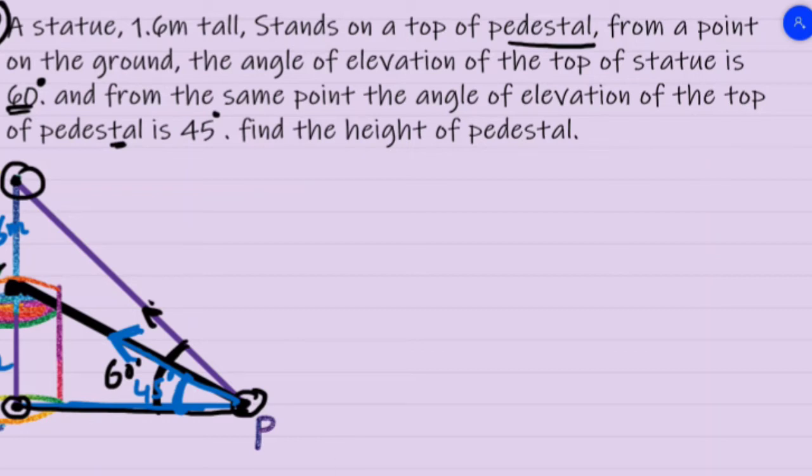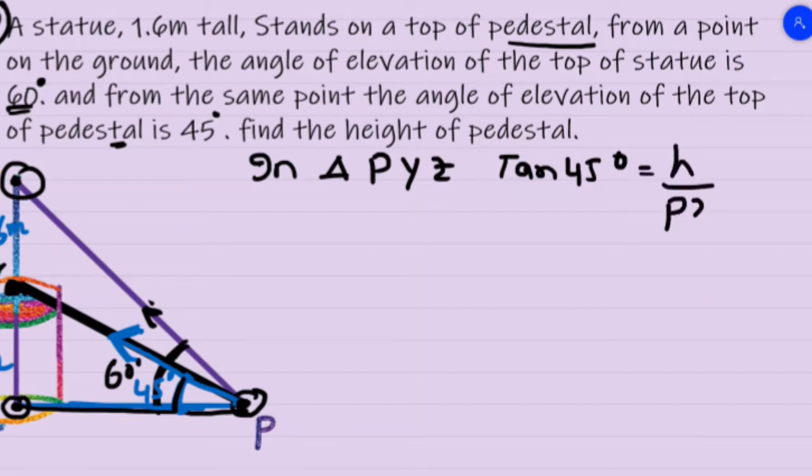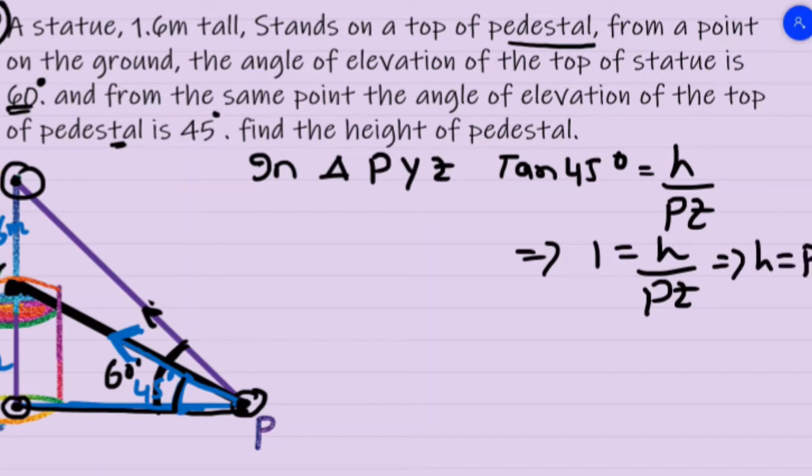This is 45 degrees. If you consider triangle PYZ, in triangle PYZ, you need to find tan 45 degrees. Why am I taking tan 45? Because you need the value of H. So H is the opposite side and PZ is your adjacent side. So let us go for tan 45, that is H by PZ. So 1 is equal to H by PZ, and this says that H is equal to PZ.